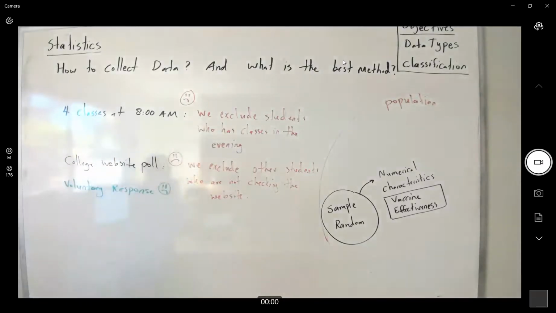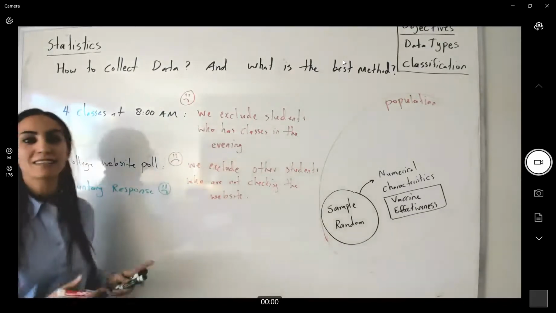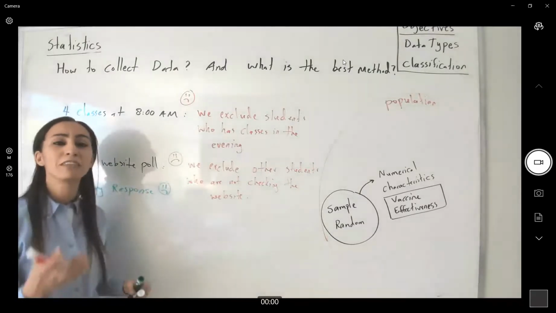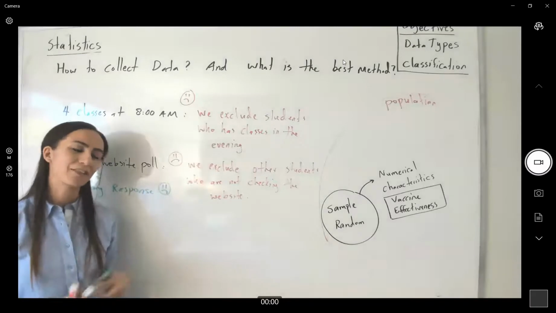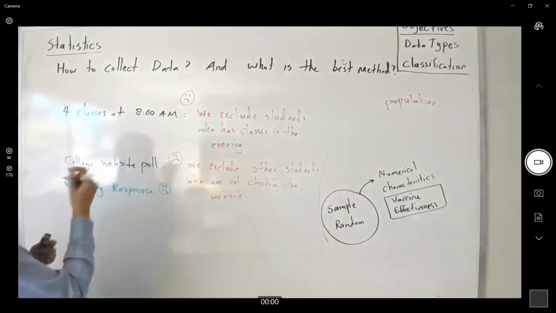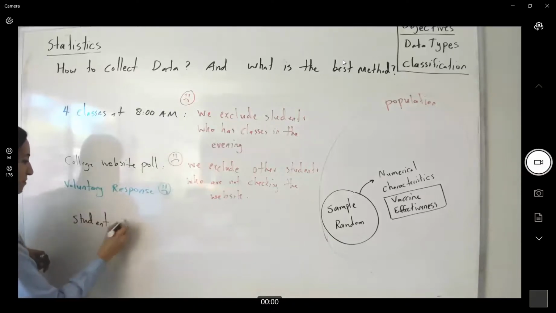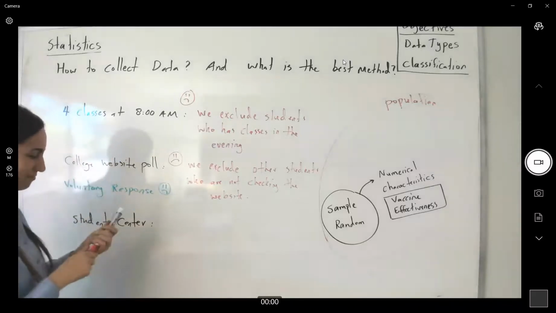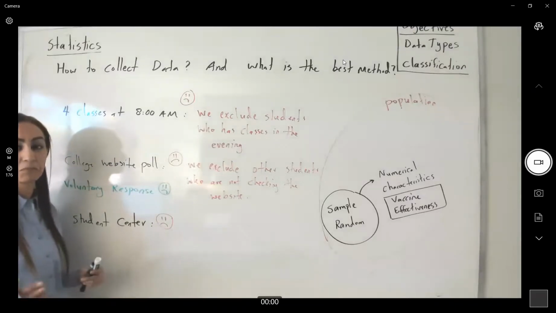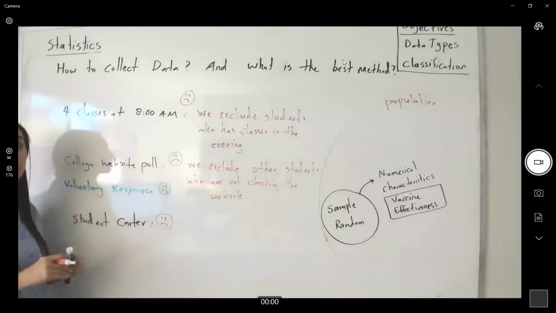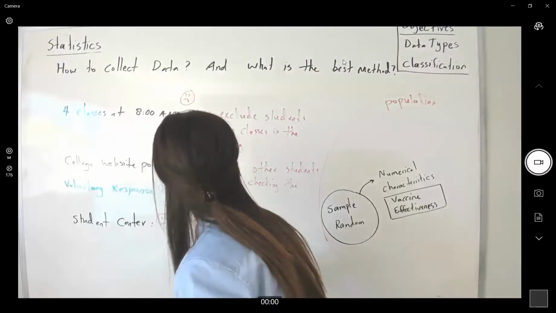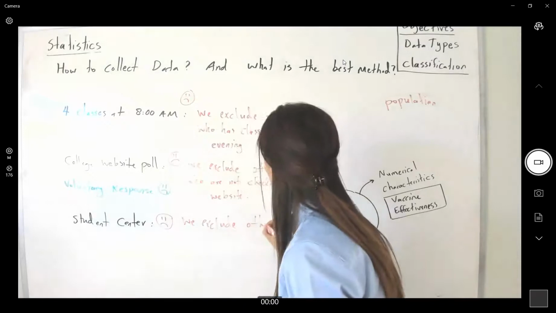What about the next one? The next one was to talk to students as they enter the student center. Is this a good method? Actually, it's convenient for you to go to the student center, just stand there and ask questions. It's convenient for me, so it's not good. Not everyone goes to the student center. You might just go to your class and get back to the dorm or get back to your job. Never had the chance to go to the student center. So we exclude other students.